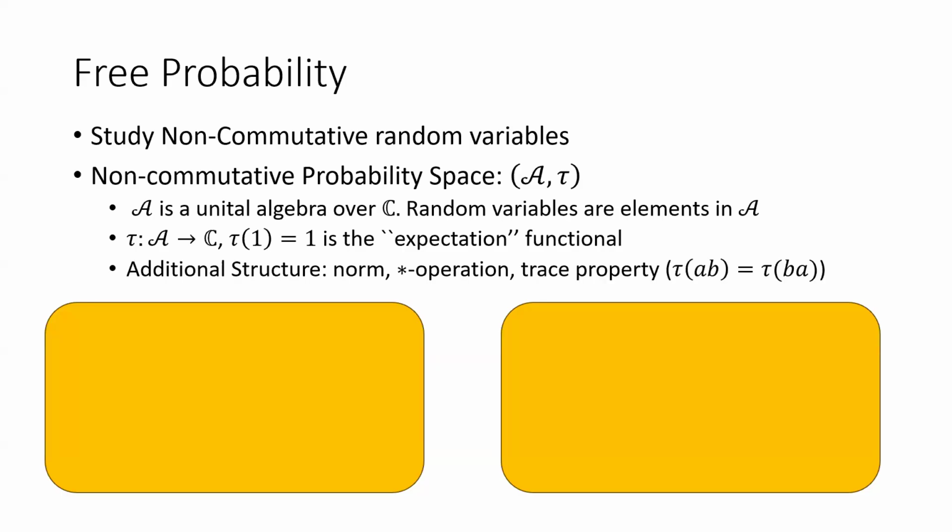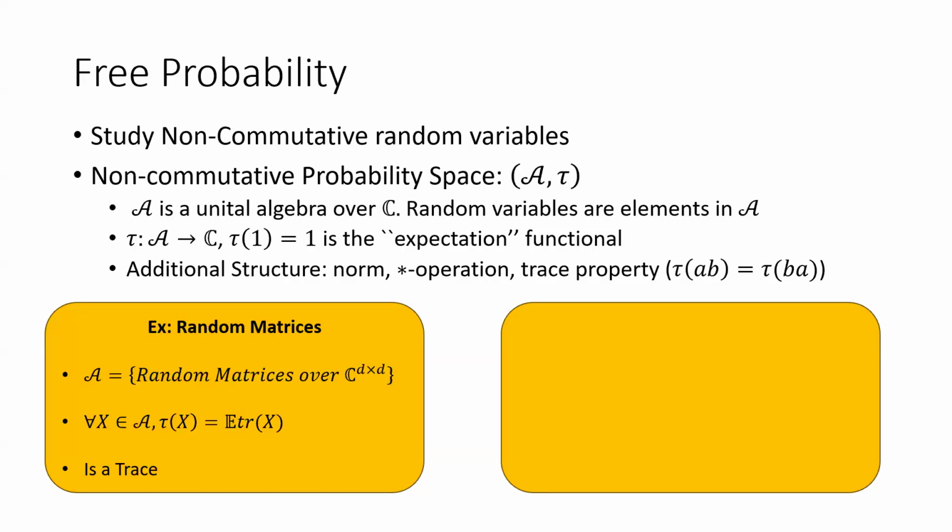And this algebra A may have some additional structure. For example, it might have a norm on it and some star operation. And tau might also have additional structure like the trace property, which says that tau of AB is equal to tau of BA. In fact, throughout this talk, this additional structure will typically always be present in our examples. Okay, so this is a lot of abstract stuff, but let's see some concrete examples.